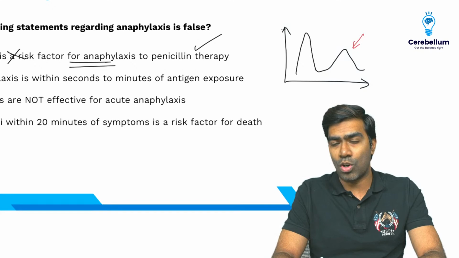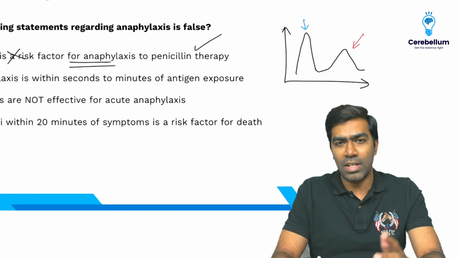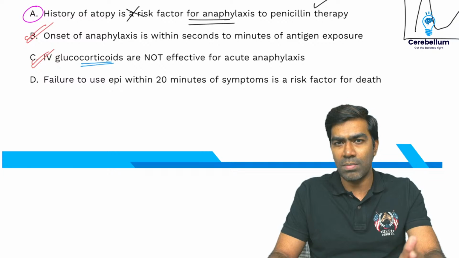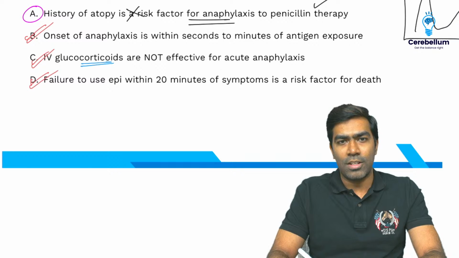The initial acute anaphylaxis has to be treated in a different way. So "steroids are not effective for acute anaphylaxis" is a correct statement. And finally, last but not least, option D: failure to use epinephrine within 20 minutes of symptom onset is a risk factor for death. That's absolutely correct. So treat as soon as possible.